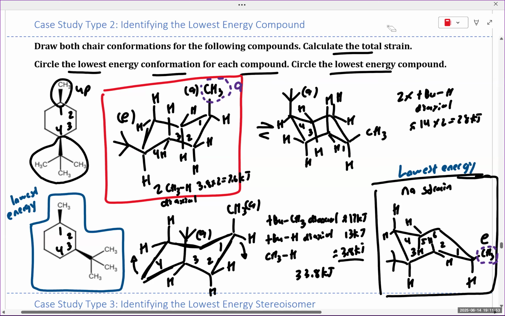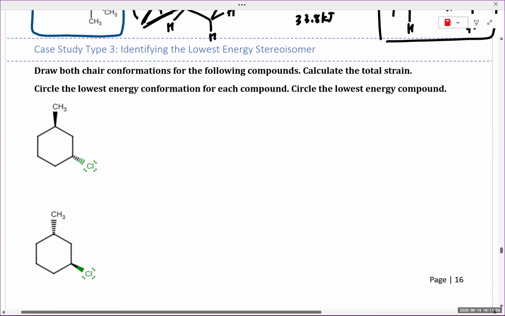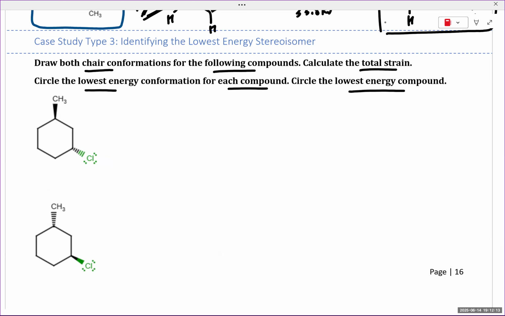Okay, let's take a look at one last type of problem. In this case, we're asked to identify the lowest energy stereoisomer. So you're going to draw both chair conformations of the following compounds and calculate the total strain. You're going to circle the lowest energy conformation for each compound and circle the lowest energy compound. So I'd like you to take a few moments to work through this example, and then we'll discuss momentarily. So you may want to pause the video at this time to give you some time to work through this problem.